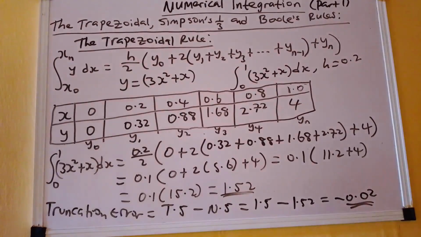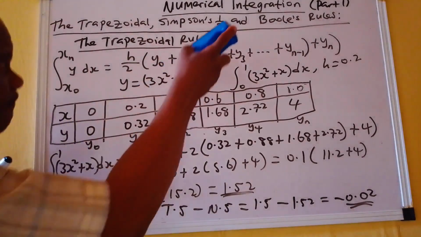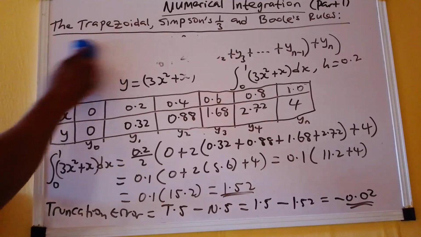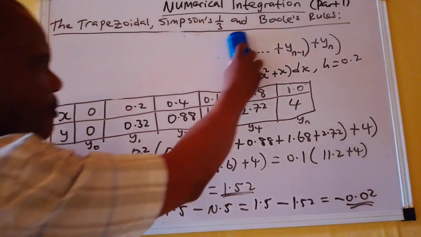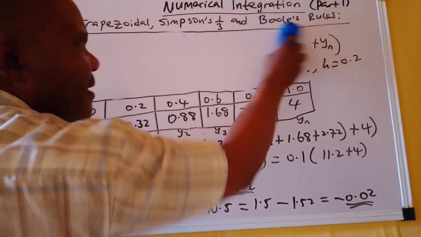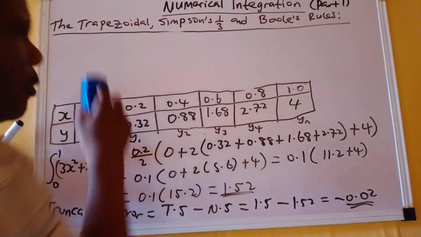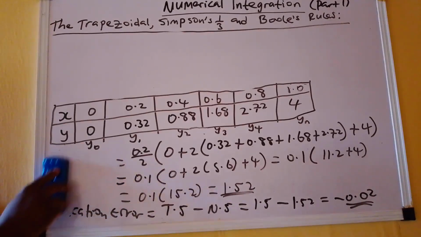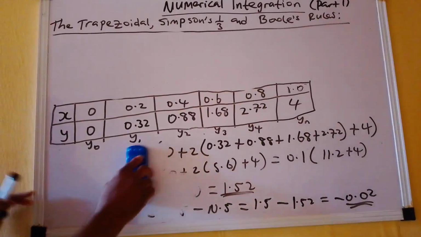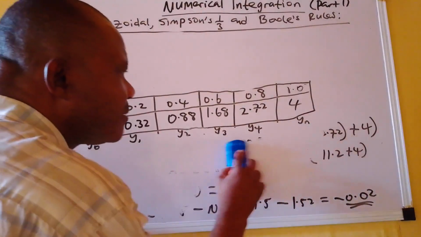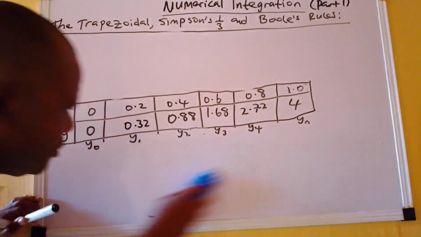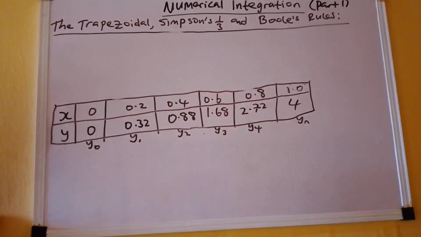Now permit me to go to the next method, which is Simpson's 1/3 rule. I will leave this table because we are still going to use this table. We are looking at Simpson's 1/3 rule. First of all, I will write out the formula.